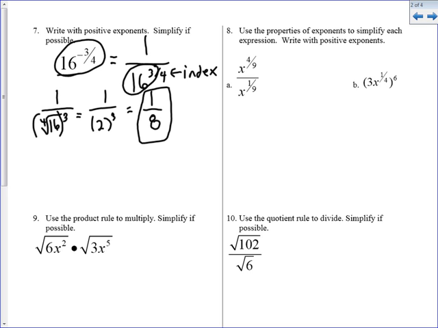But in A, when I'm dividing with like bases, what do I do with their exponents? Subtract them. And the exponents here are fractions. If I want to add or subtract fractions, what do I have to have? Common denominator. So these have a common denominator. If they don't, make sure that you set up equivalent fractions with a common denominator. So I have x to the 3/9. And then I can simplify 3/9 to make x to the 1/3.